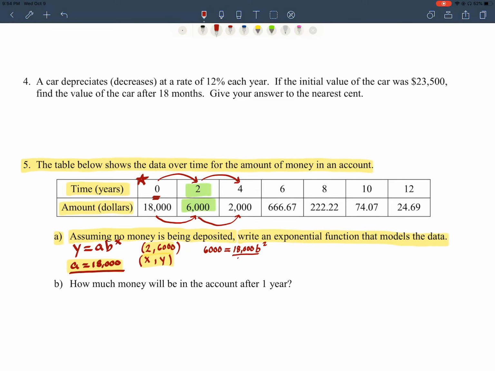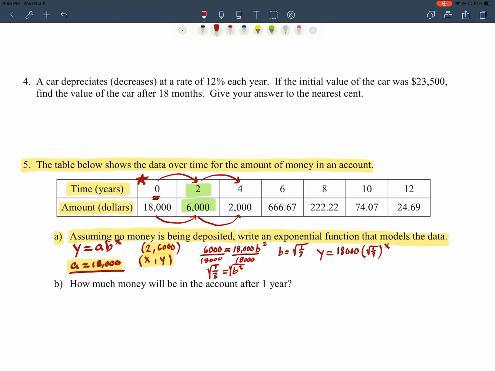So we'll just go ahead and solve this. We're going to divide each side by 18,000. So 6,000 divided by 18,000 is going to be 1/3. Right now that equals b squared. So when we take the square root of each side, we get that b is equal to the square root of 1/3. Now that we know a and b, if we want to write out our equation, it would be y is equal to 18,000 times the square root of 1/3 raised to the power of x.